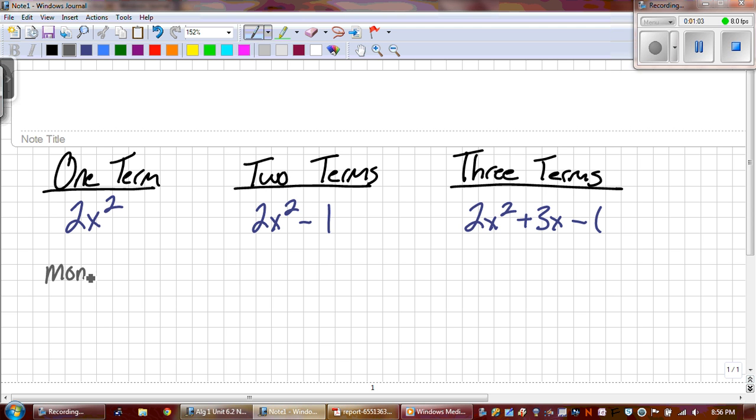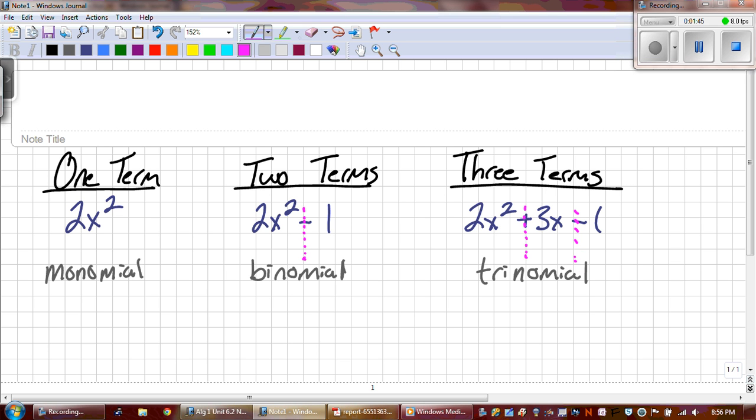We have a monomial, a binomial, and a trinomial. Okay, so those are the three things that you might see. Now, remember that coefficients determine how many terms, okay? It just doesn't mean which one is longer. And pieces are split up by addition and subtraction signs.